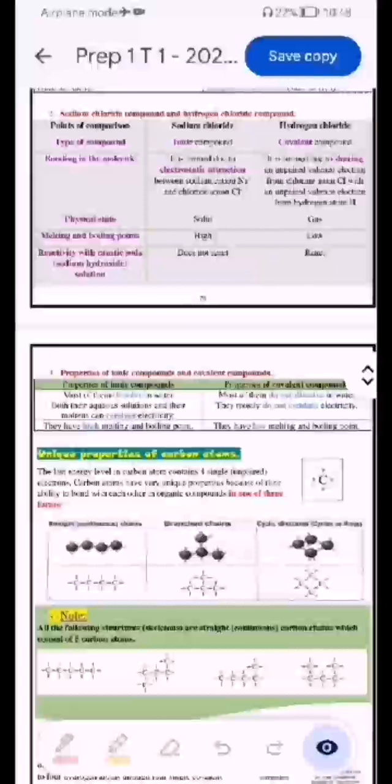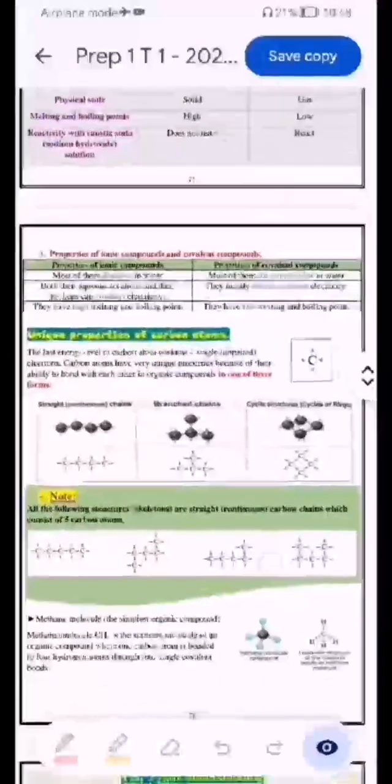Reactivity with caustic soda or sodium hydroxide solutions. Sodium chloride doesn't react with caustic soda. And hydrogen chloride reacts with caustic soda. Okay.